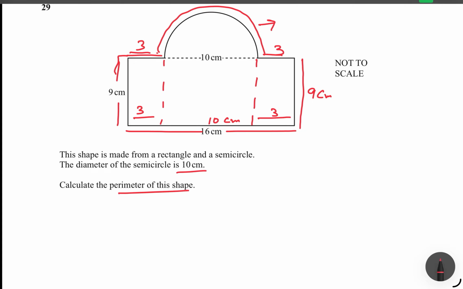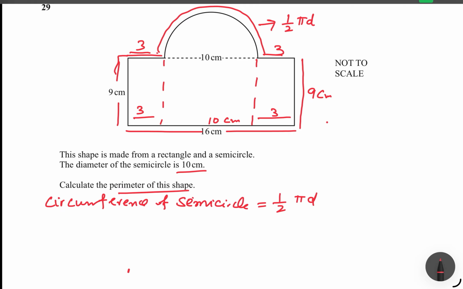For the semicircle, the perimeter is half pi d, because pi d is the circumference and half of that is what we need. So we will write it down. Circumference of semicircle is half pi d. Half pi d means half pi, and d is 10, so that means it is 5 pi centimeters, right?